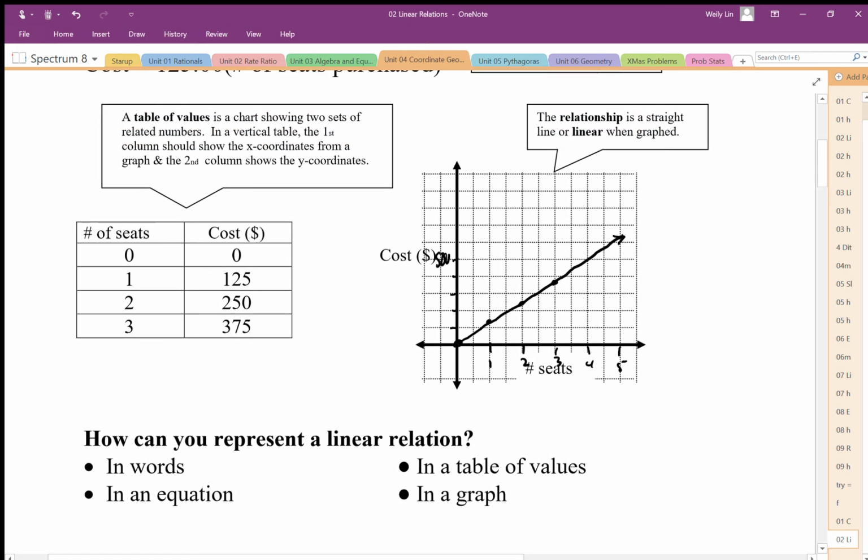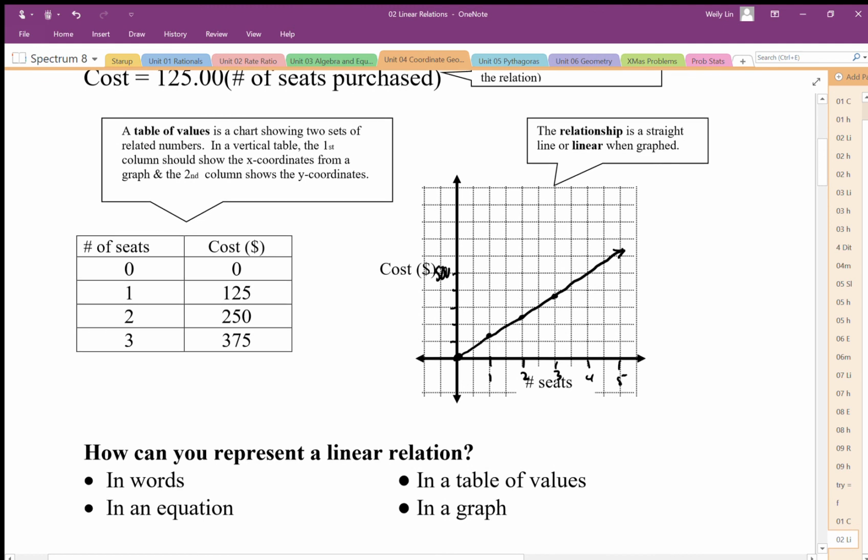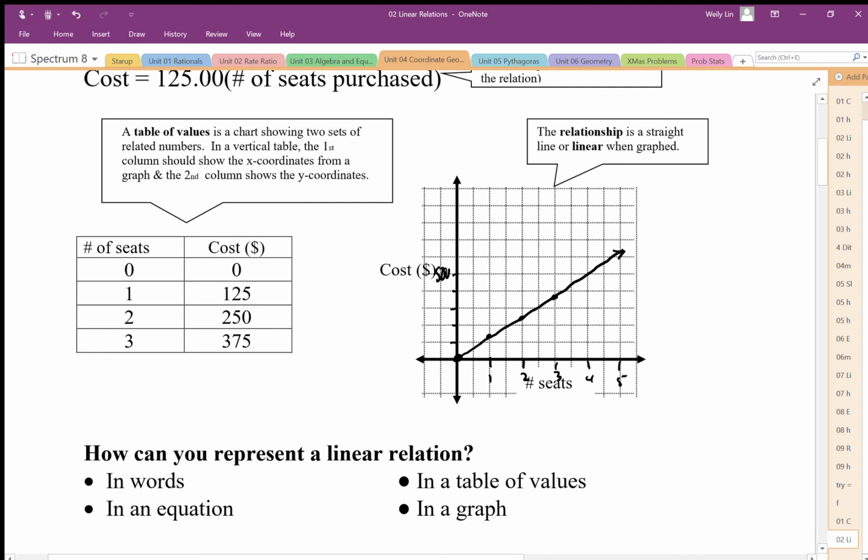So we can express linear relationships, and not just linear relationships, but all relationships in words. We can do it as an equation, as a calculation. We can do it in the table of values. And we can do it as a graph, and they are all interrelated to each other.